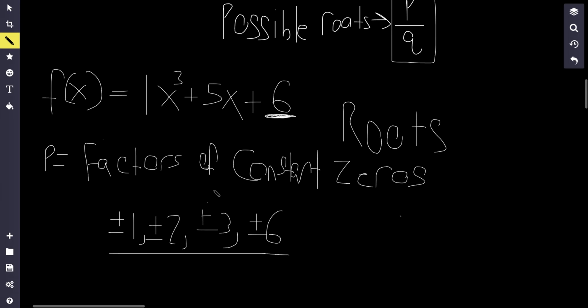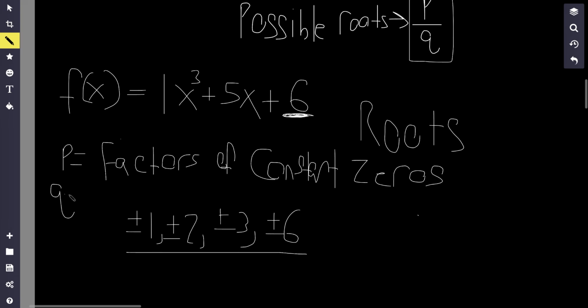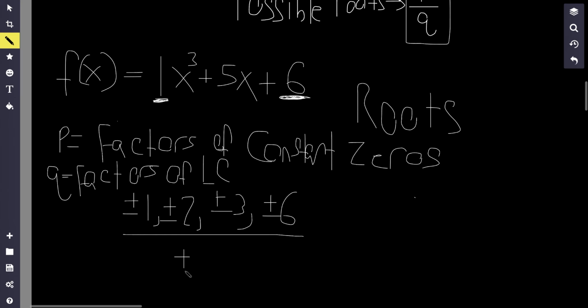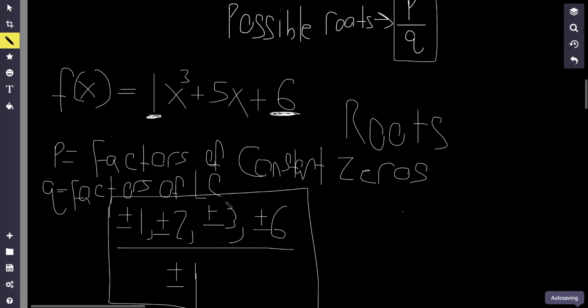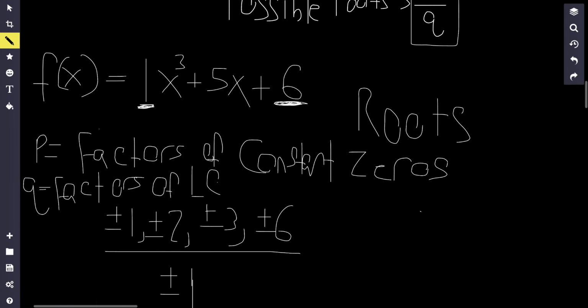And then you divide it by q, where q basically represents the factors of your leading coefficient. I'm just going to put LC. This stands for the leading coefficient. Basically, it's the coefficient of the term with the highest power. So what's my highest power? x to the third power. And what's the coefficient of x to the third power? A 1. So what are the factors of 1? Well, that's just going to be plus or minus 1. And basically, this list gives you the possible roots for this polynomial.